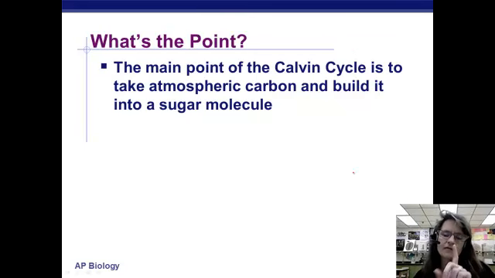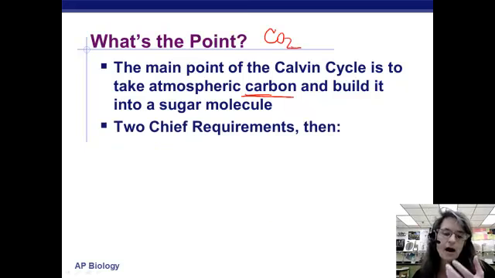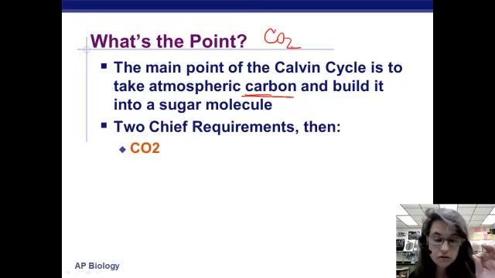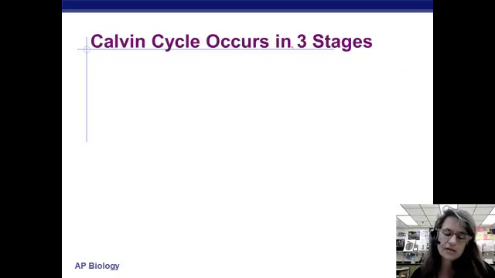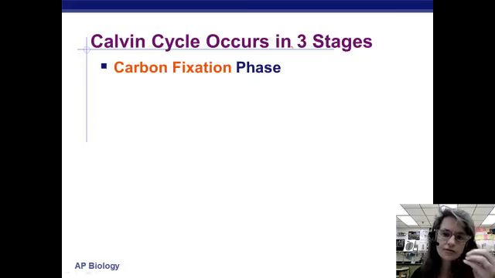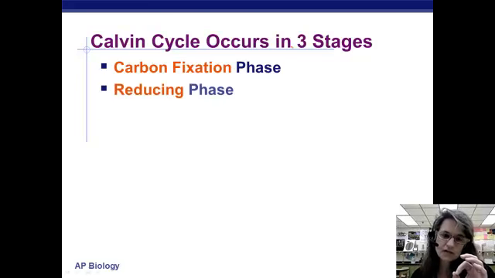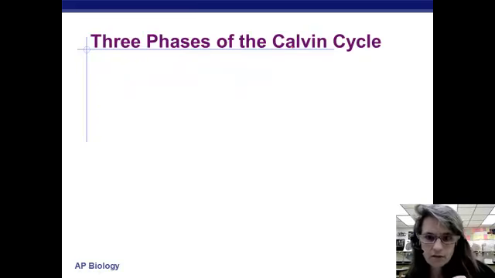Okay, the main point of the Calvin cycle then is to take carbon in the atmosphere, which is in the form of CO2, and use it to build a molecule of sugar. Our requirements then are CO2 from the atmosphere, that's our raw materials, and the energy that we get from the light reactions, ATP and NADPH. Alright, there are 3 phases to this Calvin cycle. The carbon fixation phase, the reducing phase, and then a regeneration phase. And we'll talk about those and you will understand each of them by the time we are done.